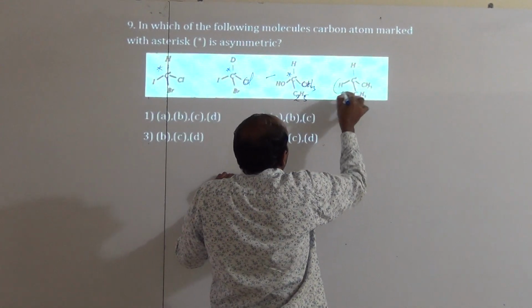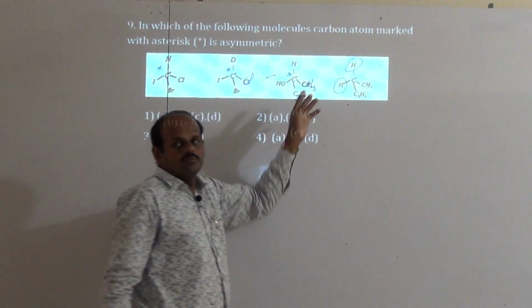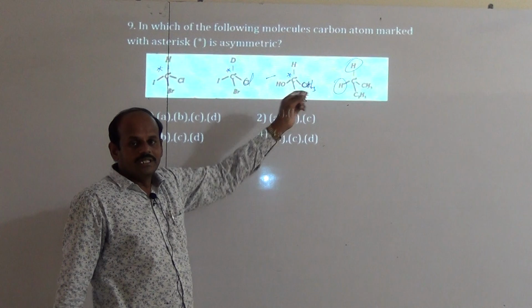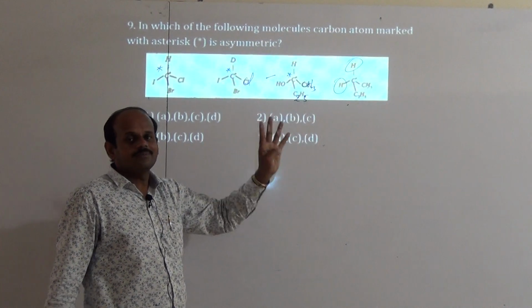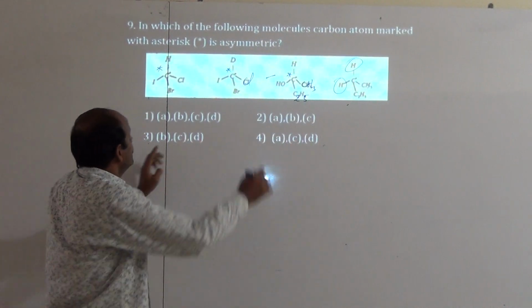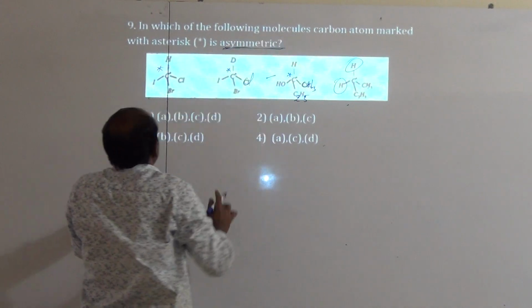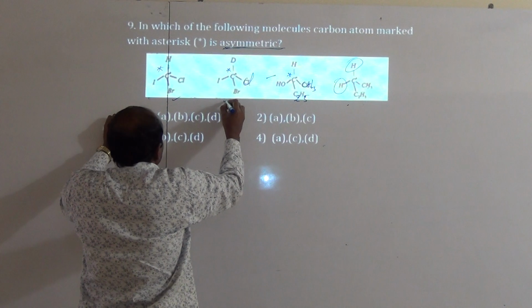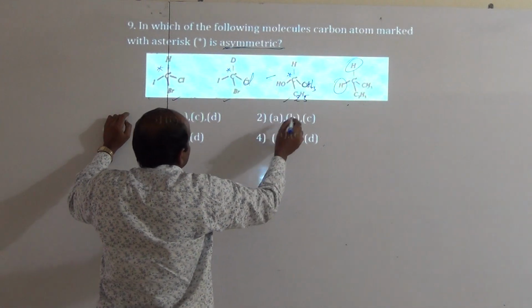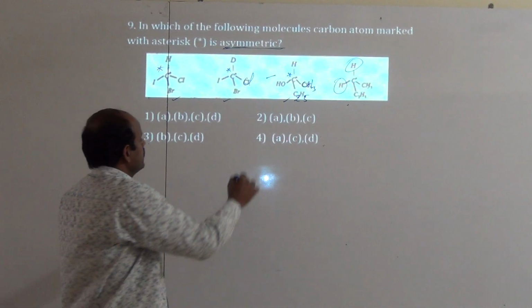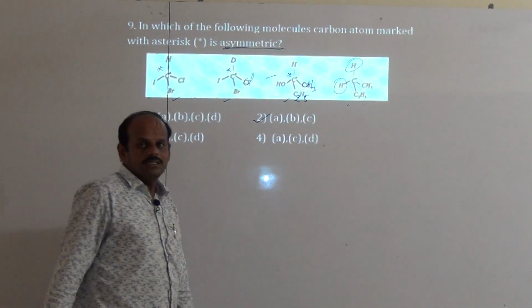But here hydrogen, and here also hydrogen, both are the same. Is it called an asymmetric carbon atom? No. If any carbon is bonded with 4 different atoms or groups, then only it is called an asymmetric carbon atom. Hence here in options A, B, C, these 3 are asymmetric carbon atoms. Where is that option? Here, the second option is the correct one.